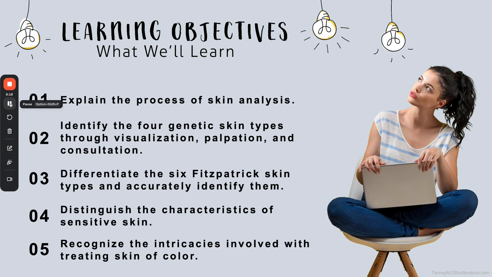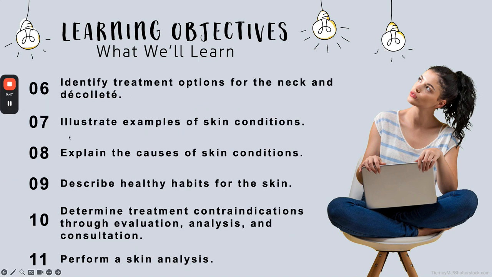So there are 11 objectives for Chapter 5. Number 1 is explain the process of the skin analysis. Number 2 is identify the 4 genetic skin types through visualization, palpation, and consultation. Number 3, differentiate the 6 Fitzpatrick skin types and accurately identify them. Number 4, distinguish the characteristics of sensitive skin. Number 5, recognize the intricacies involved with treating skin of color. Number 6, identify treatment options for the neck and décolleté.